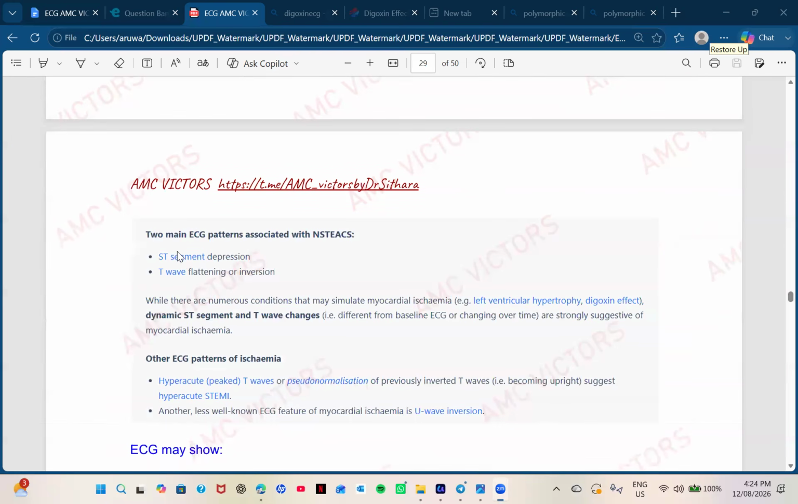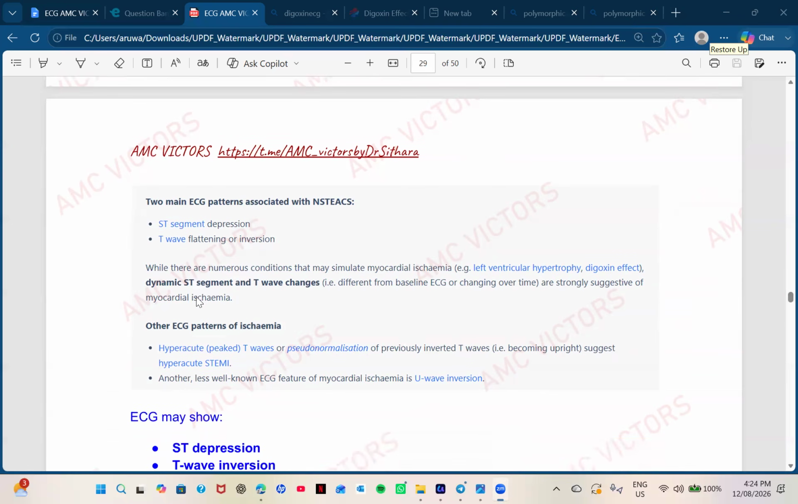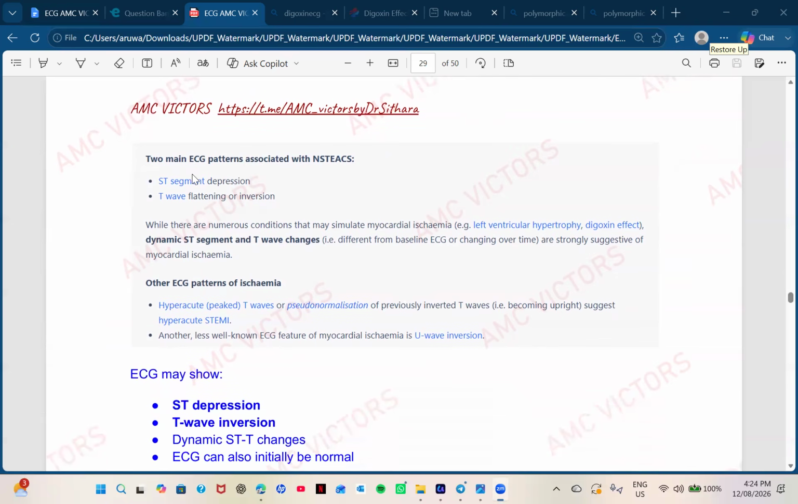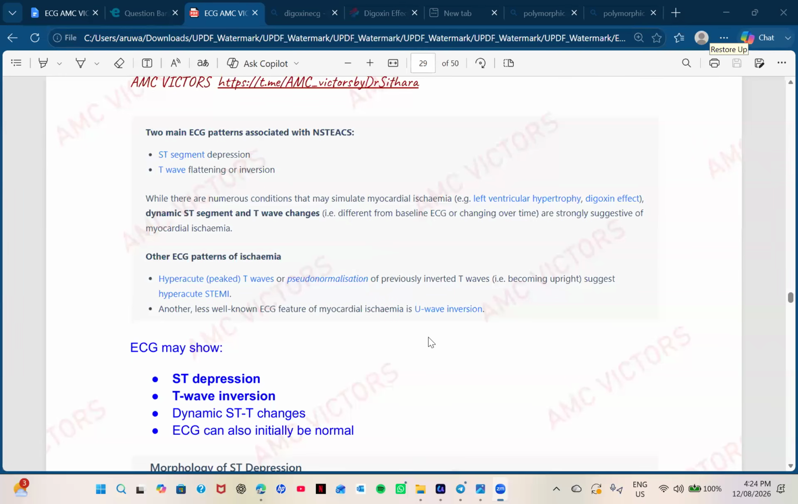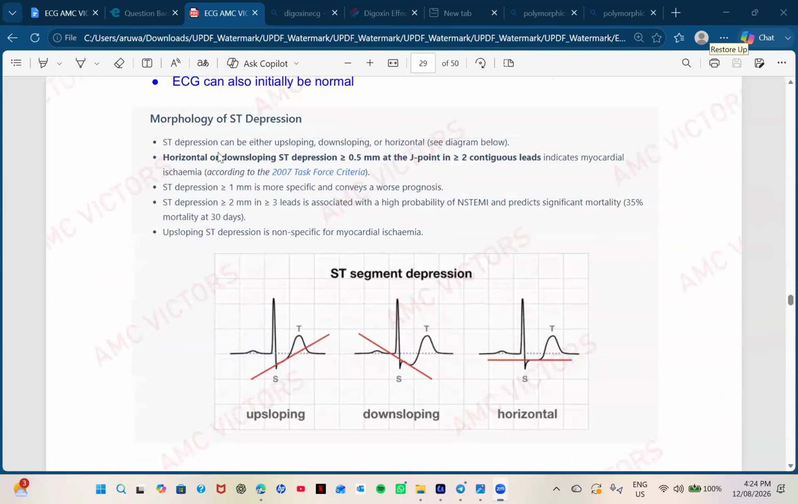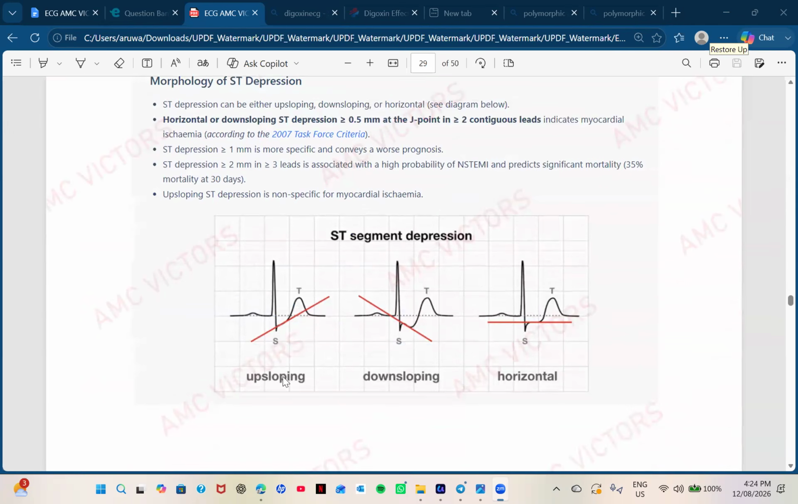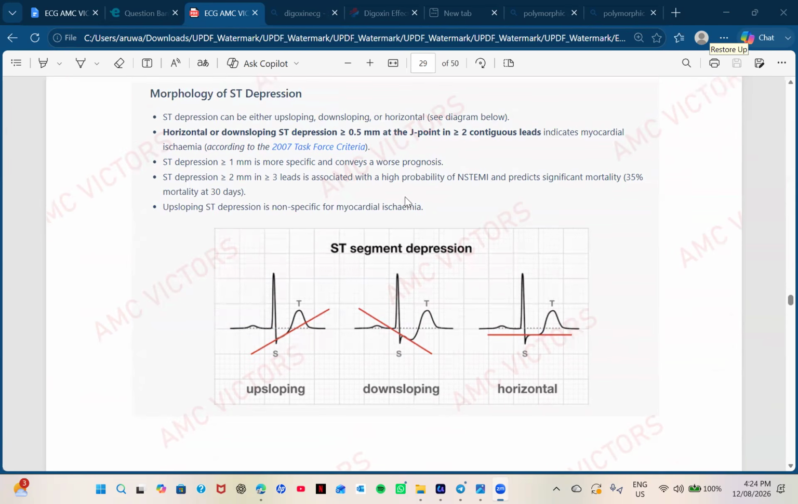In here, what are the two main ECG patterns with non-ST elevated acute coronary syndrome? You have ST segment depressions and T wave flattening or inversion, right? Doctors, so ST segment depression and T wave inversion mainly you can see. Here the ST depression can be upsloping, it can be downsloping, and there can be horizontal ST depression, right? So this is the way.